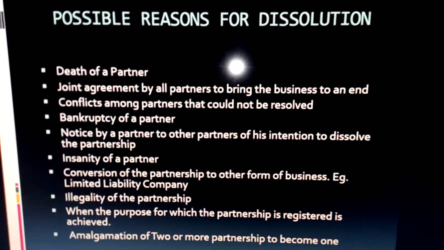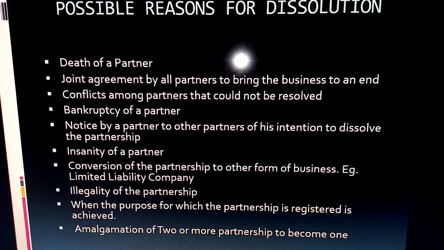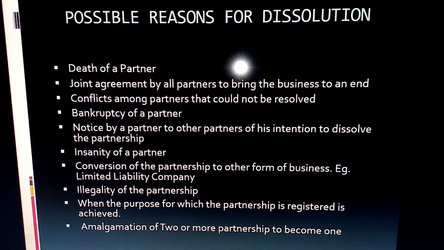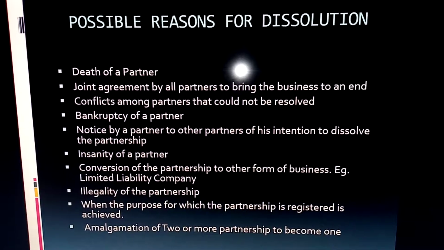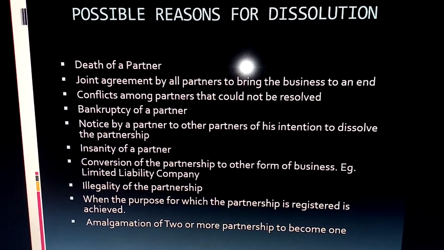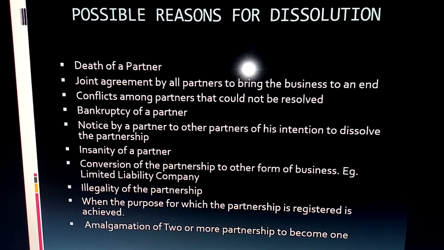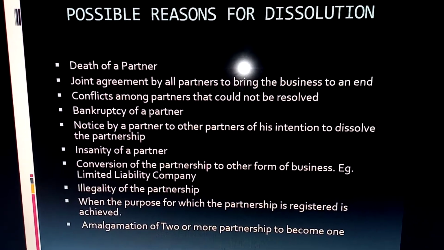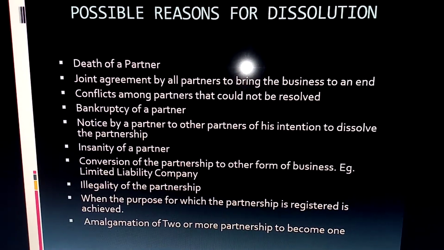The first one there is death of a partner. If a partner dies, the partnership business can be dissolved. The next one is where the partners jointly agree to bring the business to an end. If maybe 3 of them or 4 of them are involved, all 4 agreeing to bring it to an end. The next one is conflict that cannot be resolved. Once the partners have conflicts that they can't resolve, they can just decide to bring the business to an end.